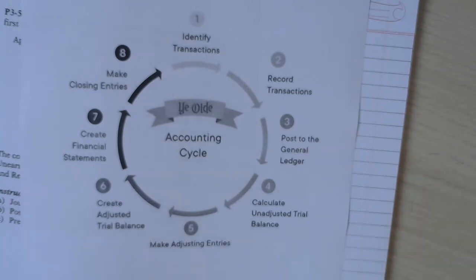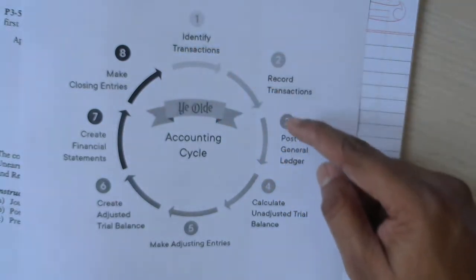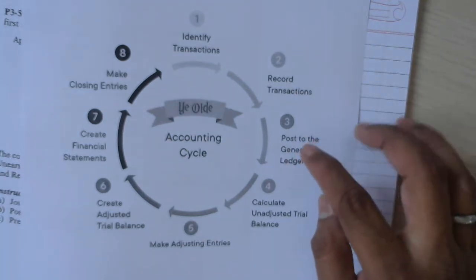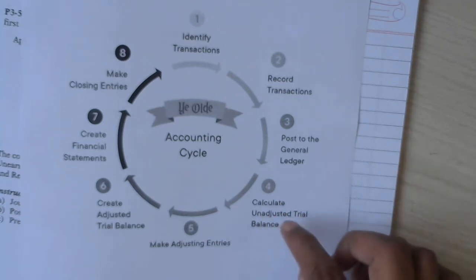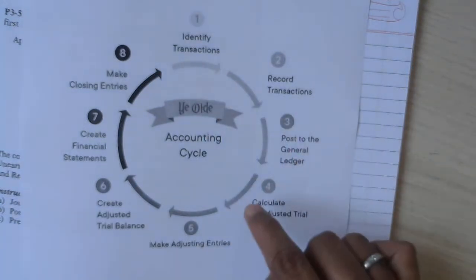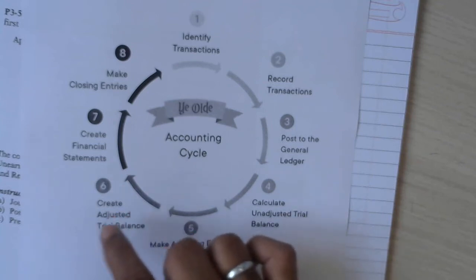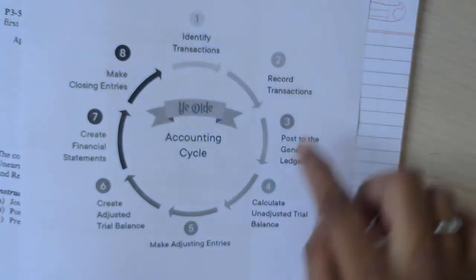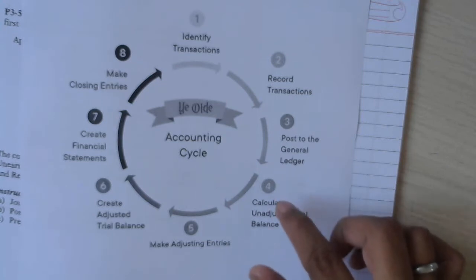So far in our playlist, almost 7 to 8 videos have been recorded, and we have been doing this part: identifying transactions, recording transactions and posting to the general ledger. Now we'll also see in this video how to do the unadjusted trial balance. Once the trial balance is made, how to make adjusting entries and how to do the adjusted trial balance, all these things we'll see in future videos. But in this video, we are going to see the trial balance part.